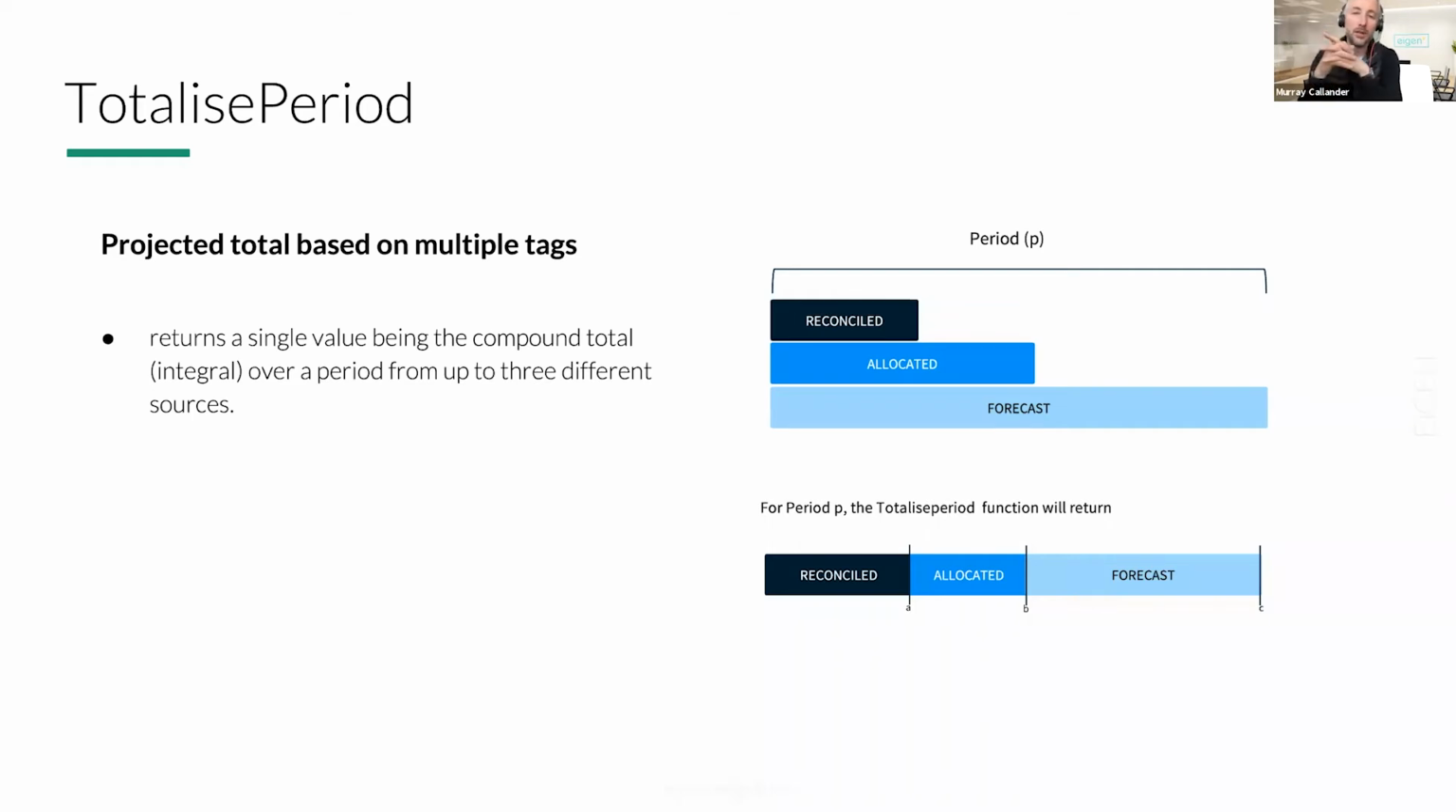Okay, the totalized period function. So this allows us to make a compound total based on the information from different data sources of increasing quality. The use case that this was built for was the case where you want to know the projected total at the end of the period, for example, quarter or year. At the start of the period, so let's take a year, you've got your forward forecast for oil production for the whole year. So your best guess at your end of year production is by adding up your forecast data.